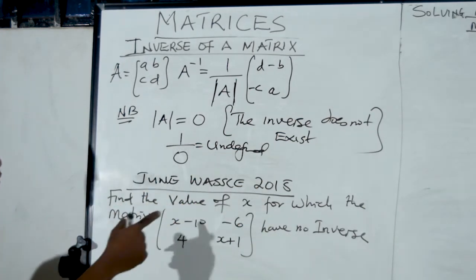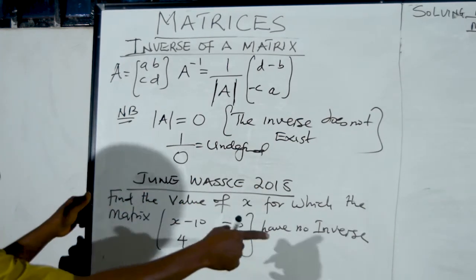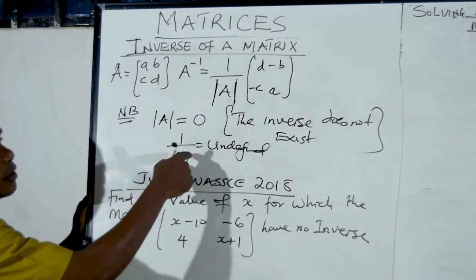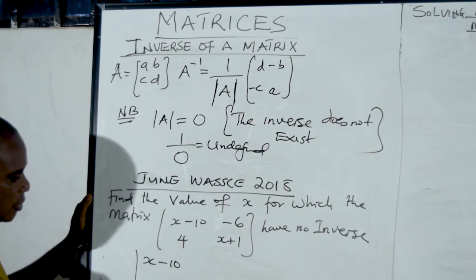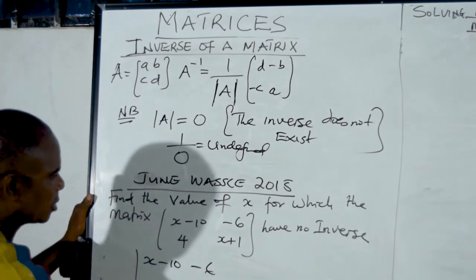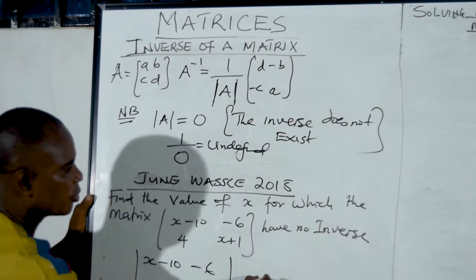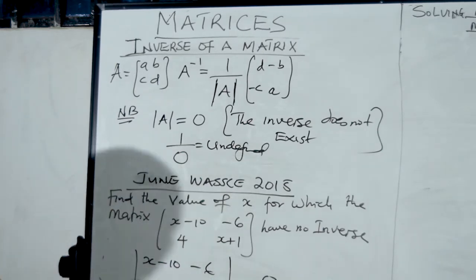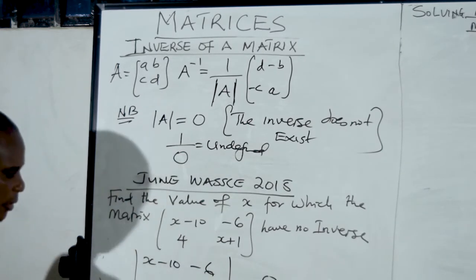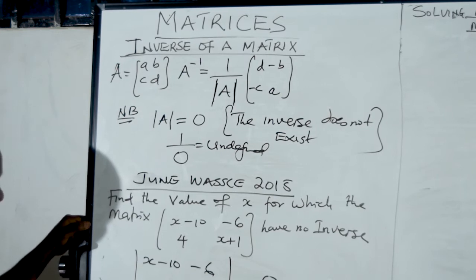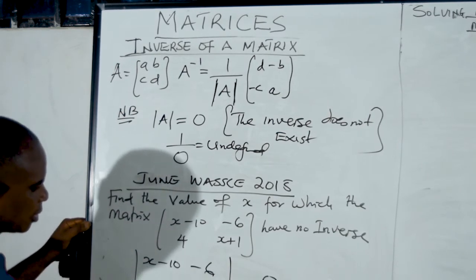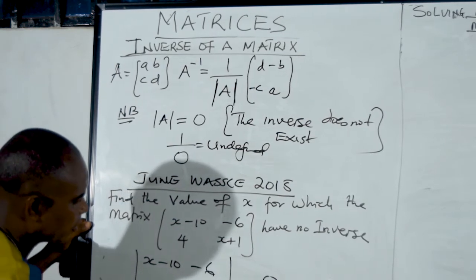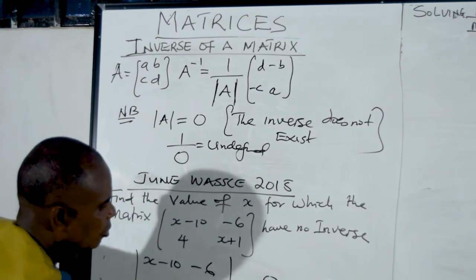So that's what this question is asking you. It says what value of x for which this matrix has no inverse. If it has to have no inverse, then the determinant of this, which has x plus 1, must be equal to 0. That's what it's telling you here. So I have to find the determinant. The determinant is x minus 10, and x plus 1, minus, I go in here, 4 times minus 6, equals 0.